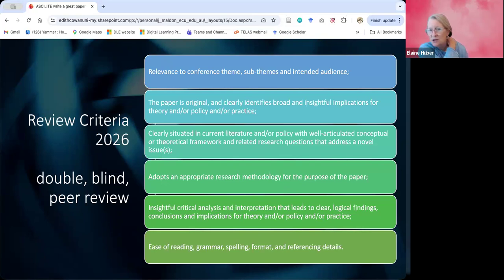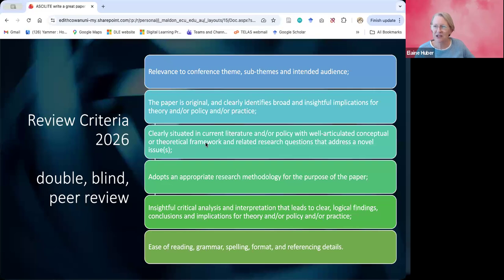But we do want to make sure that it's got that broad set of implications for different audiences, but also it could be theoretical or it could be for policy. But it should really, I think a conference paper should always be quite practical. It should have some sort of practical takeaway for people to use whatever they've learned or whatever you've learned in your study into their practice where possible.